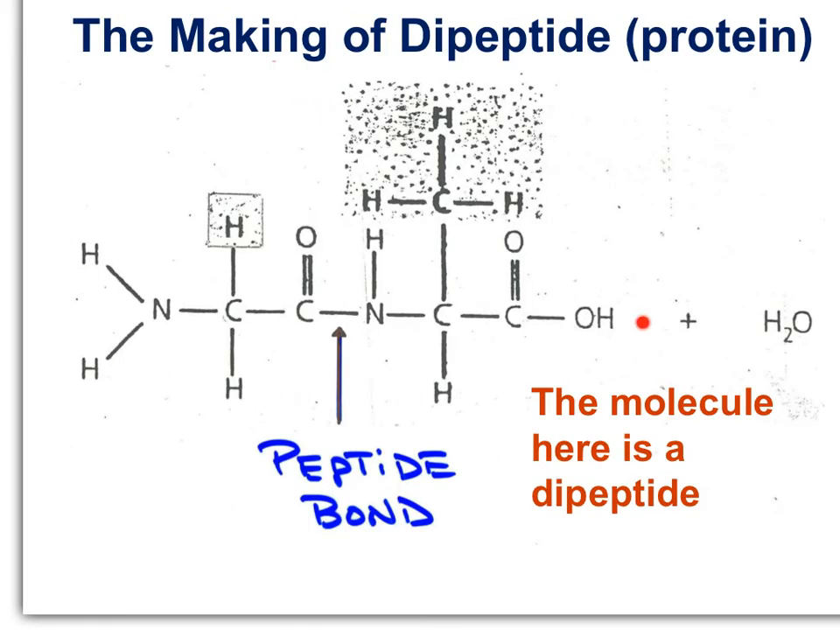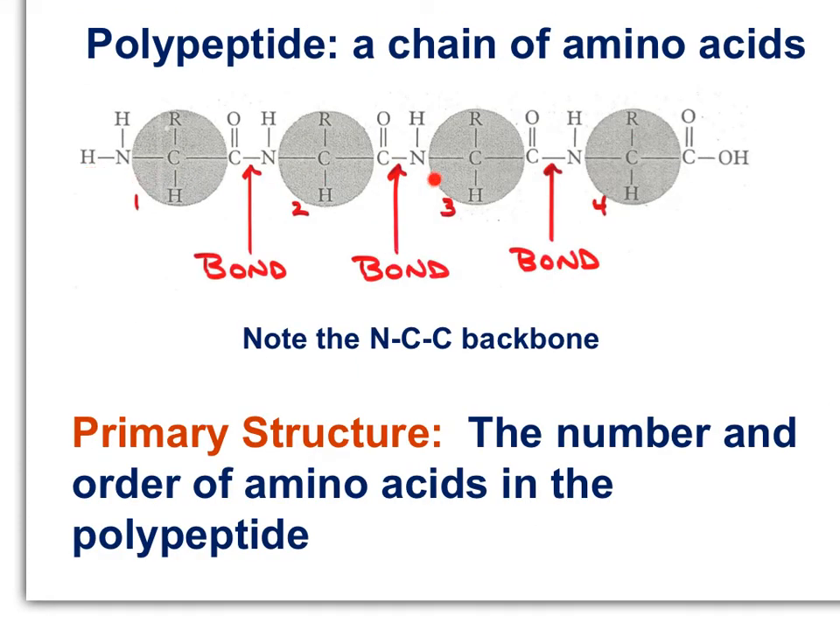Again, here is a dipeptide, 2 amino acids joined by condensation synthesis to form a peptide bond. You can see the NCC backbone and 2 R groups. Remember, R groups can be polar, nonpolar, or charged positive or charged negative. The polypeptide is a polymer composed of a chain of amino acids. The primary structure, determined by the DNA, is the number and order of amino acids in the polypeptide.